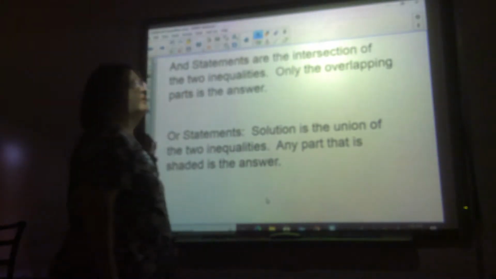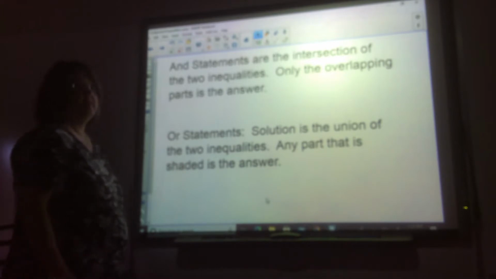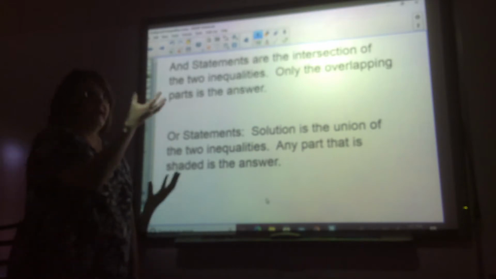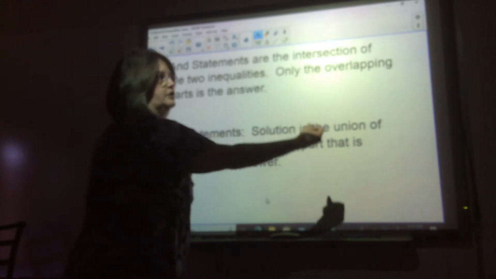Okay, this lesson is on compound inequalities, and I have an and statement here. An and statement is the intersection of the two inequalities. That's what it means by and. It has to be a solution for the first inequality and a solution for the second one.